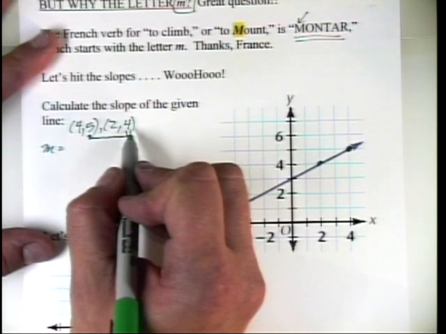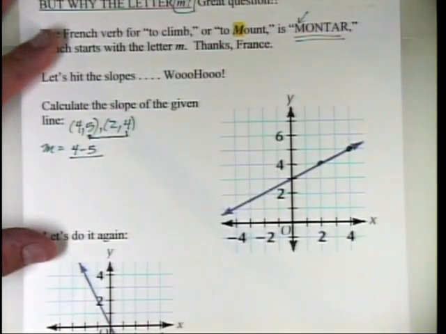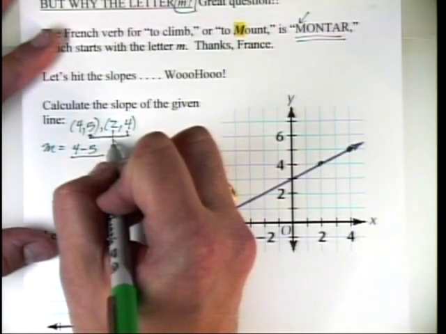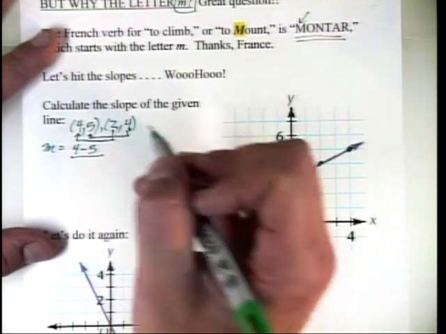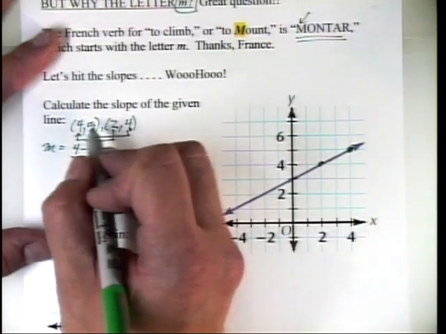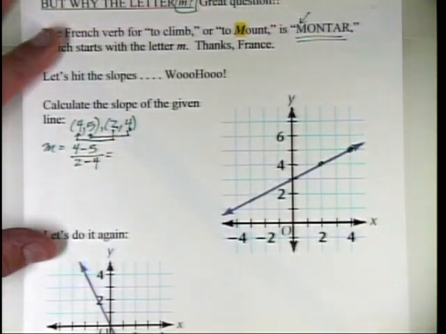So I'm going to go 4 minus 5. That's the change in my 2 y coordinates, divided by the change in the corresponding x values. If I start with this ordered pair for the numerator, I've got to start with that ordered pair for the denominator. So that'll be 2 minus 4. Now all we have to do is simplify the numerator and the denominator.